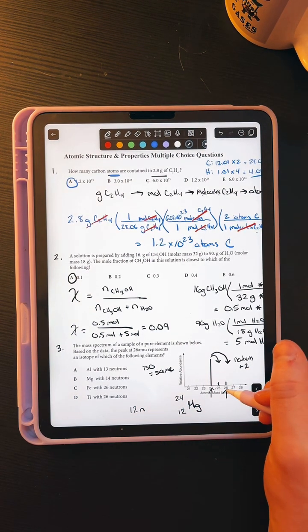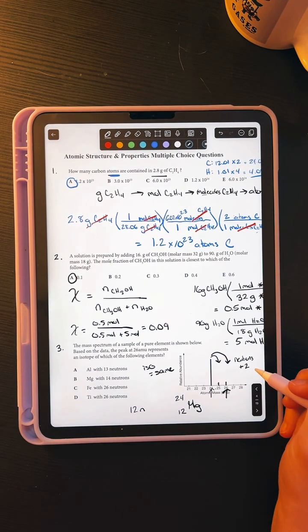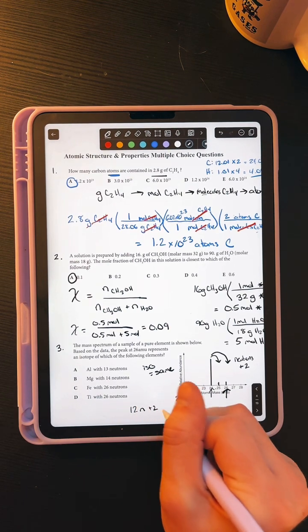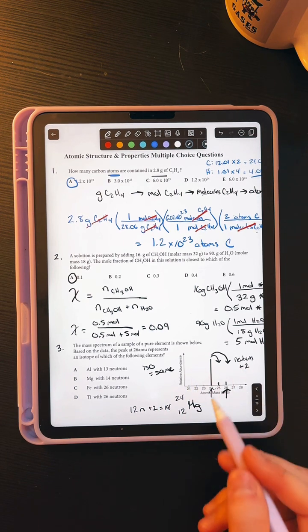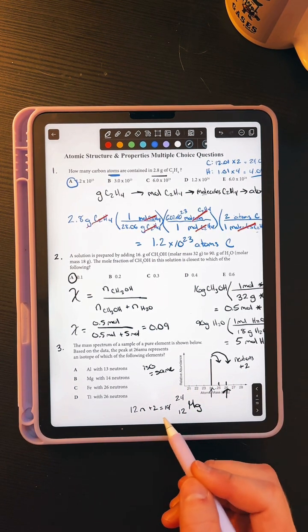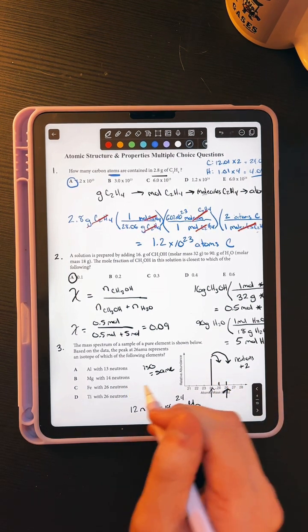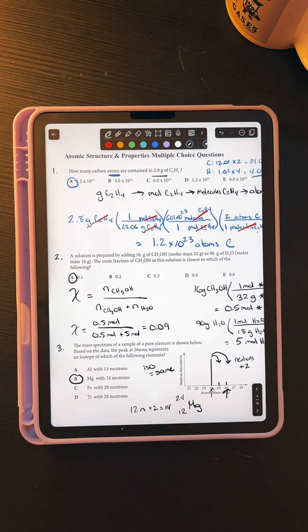But we are looking at the 26 peak, meaning we gained 2 more neutrons. And when we gain 2 more neutrons here, we get 14 neutrons. So this mass spec is of the element magnesium. Its isotopes are 1 neutron and 2 neutrons. So that peak at 26 is magnesium with 14 neutrons.